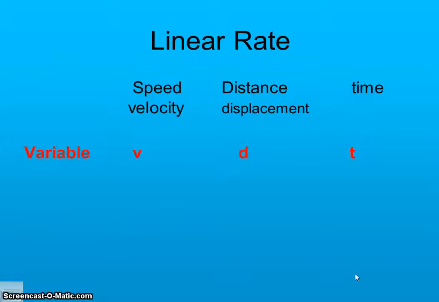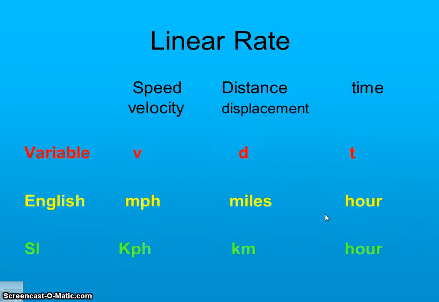Okay, let's take a look at some variables. Speed is v, distance is d, t is time. We saw that in our previous problems. In English, you could say miles per hour for your velocity, miles per minute. Then your d would have to be in miles and your time would have to be in hours. Either that or you have to convert it.